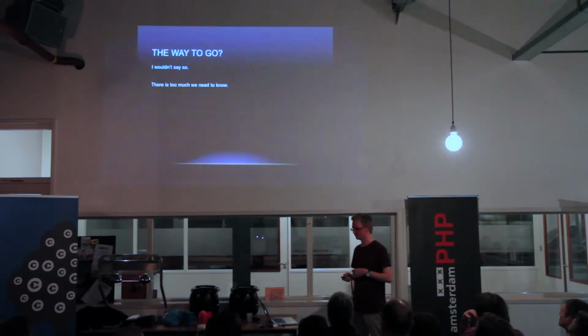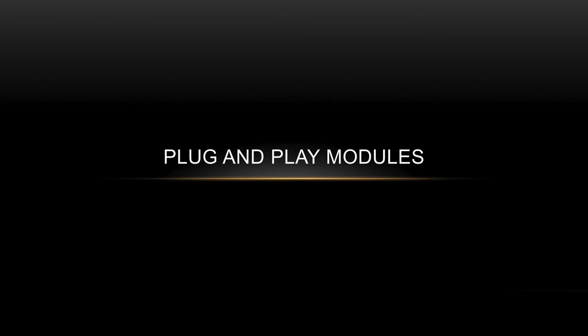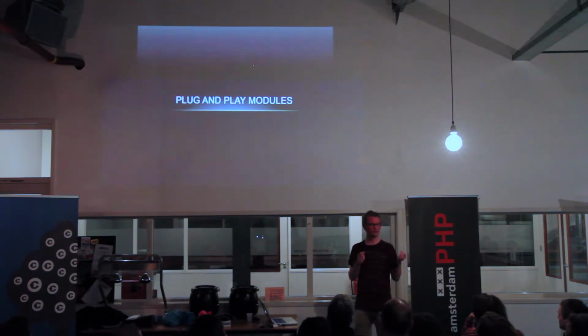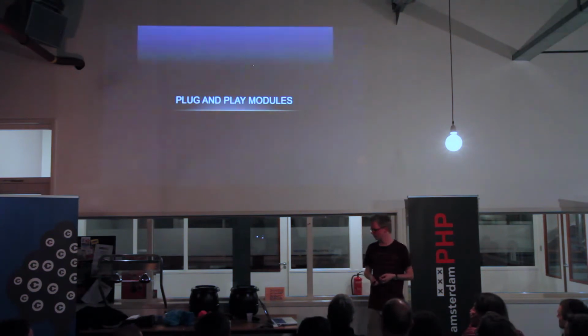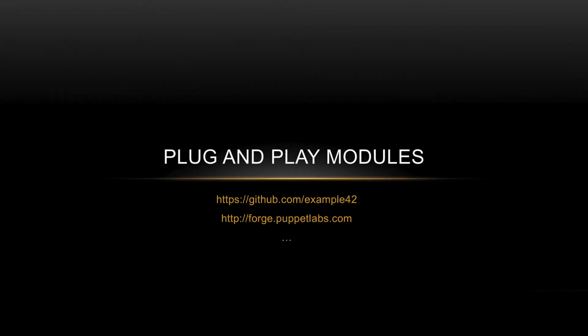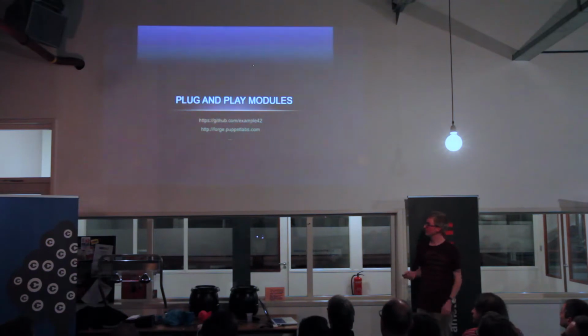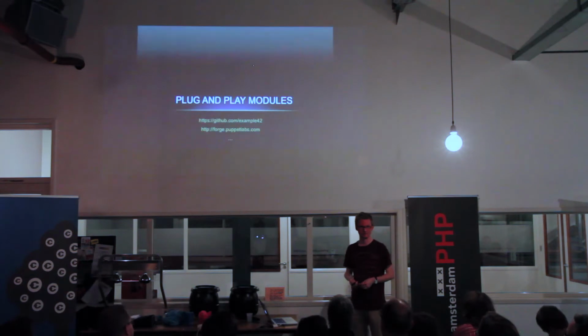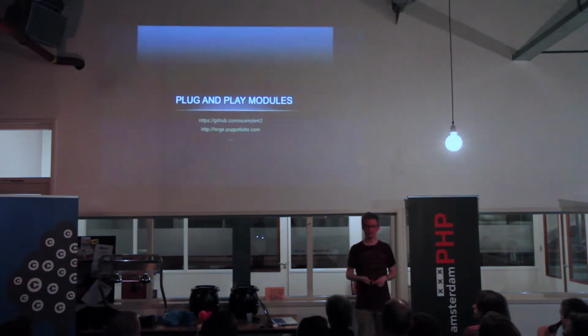We can use something else for that, and we have some plug-and-play modules. And the plug-and-play modules are a good start. You can write your own modules, and you should, but for a start you can use all kinds of available modules. And there are modules at forge.puppetlabs.com. That's the company behind Puppet. But I use the Example42 modules. They're on GitHub, and they're free, open source. So just use them.